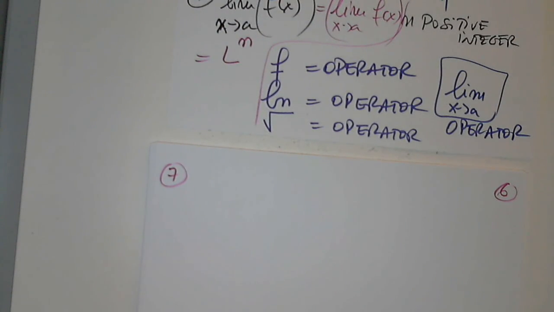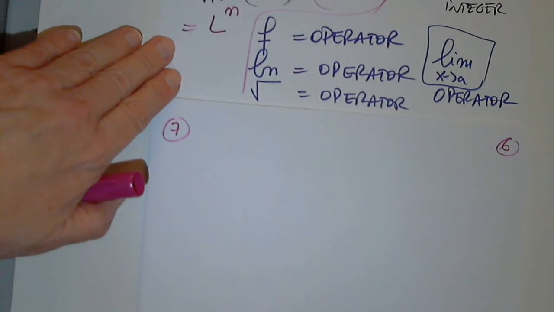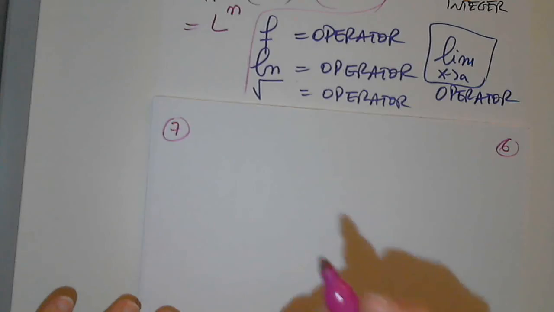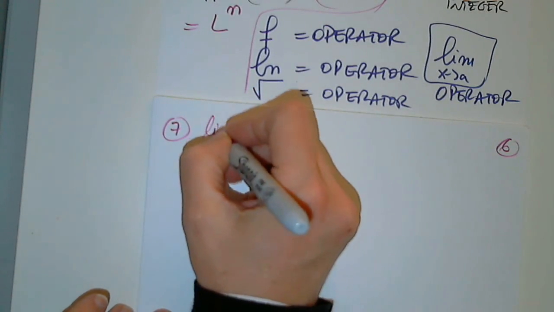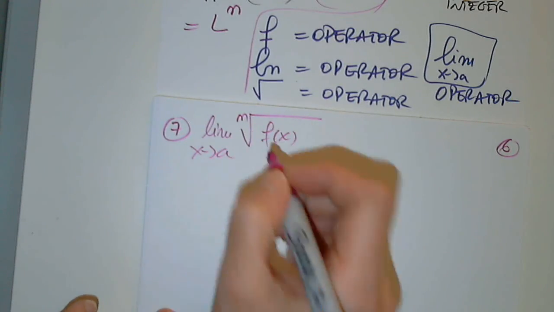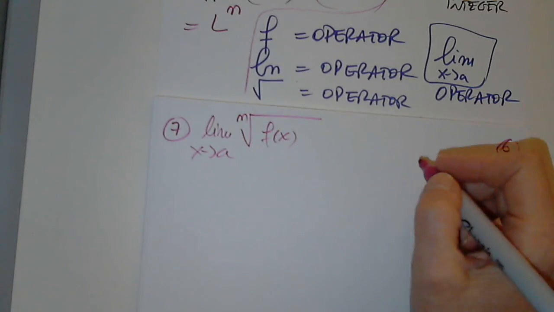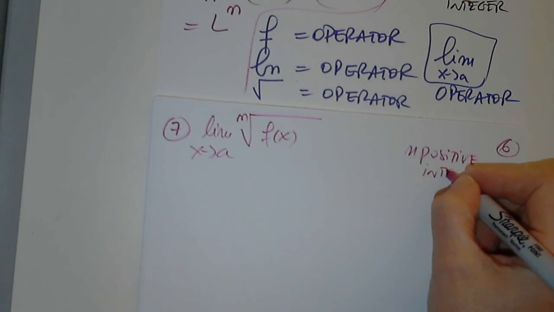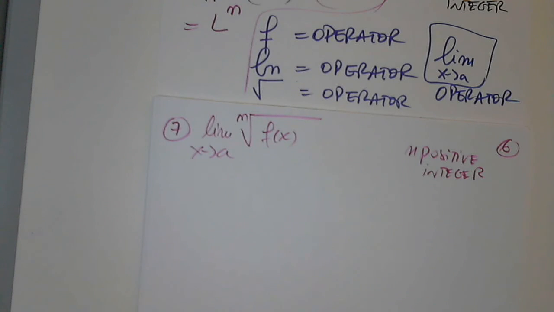So, of course, the next one is, I don't like the order that is presented in the book. I want to keep these two together, which the next one should be limit of the nth root of f of x as x approaches a. Of course, n is a positive integer. Of course, if n is even, then the quantity under the root has to be positive. But for now, let's say this.